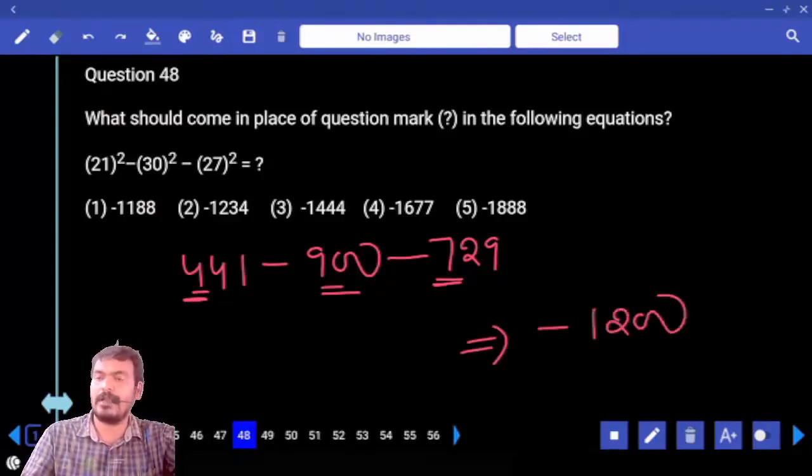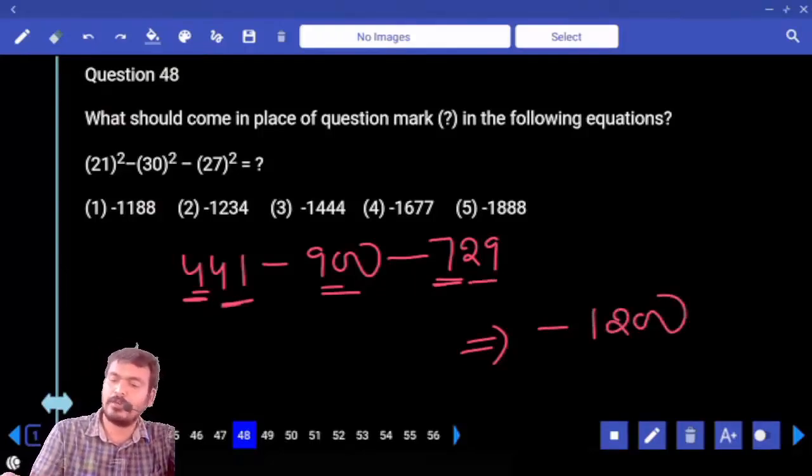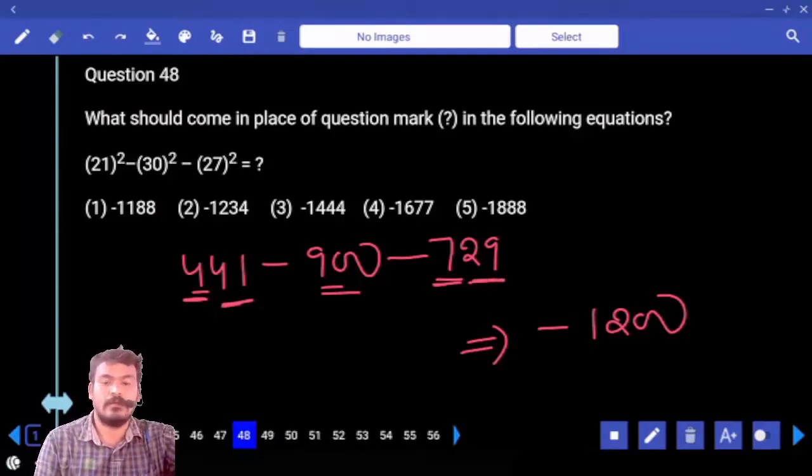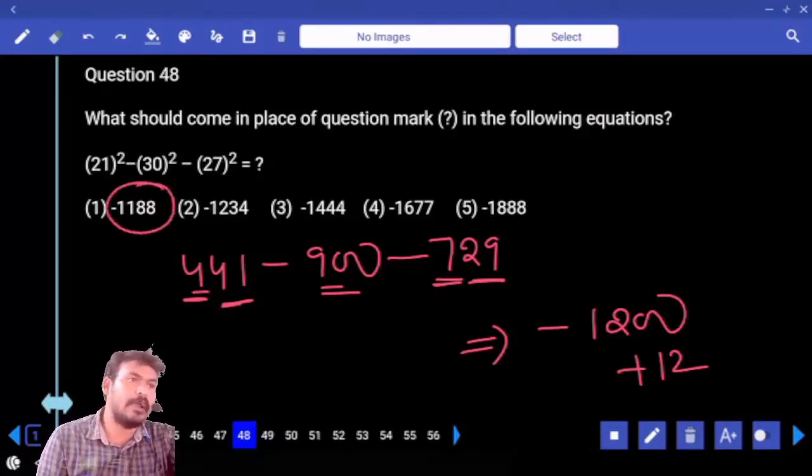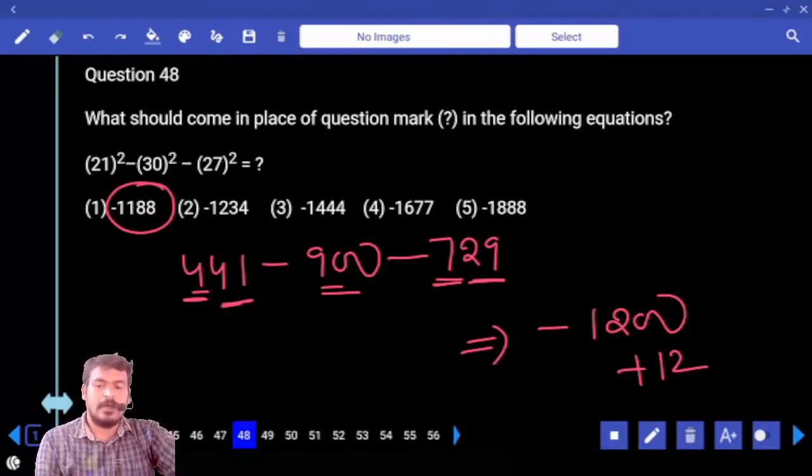Minus 1200 or plus 1200? Minus 1200. 41 minus 29, 12, or not? Then we are adding plus 12 or minus 12? Plus 12. Minus 1200 plus 12 means we are getting minus 1188, or not? Hundreds positions are adding, it will be a negative value, but tens positions are adding, we get the positive value, or not? Minus 1200 plus 12, how much?